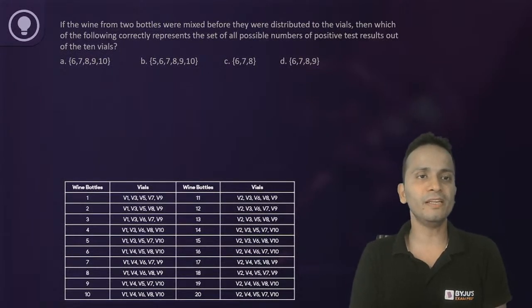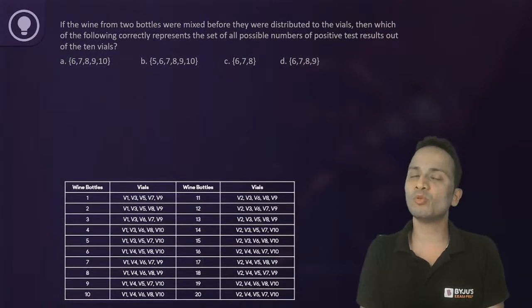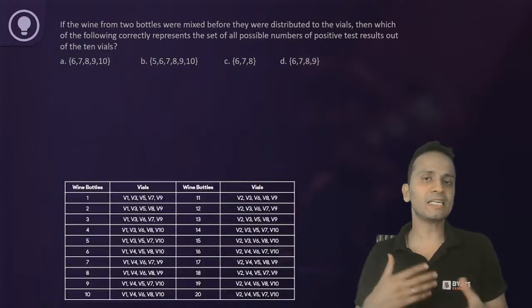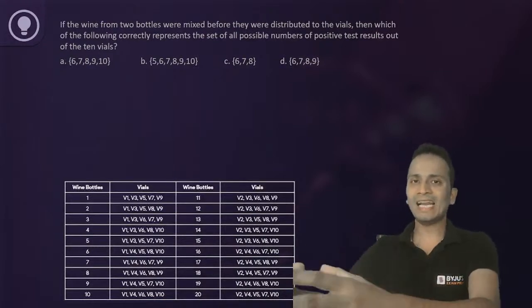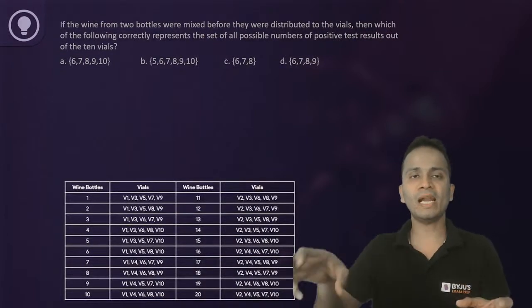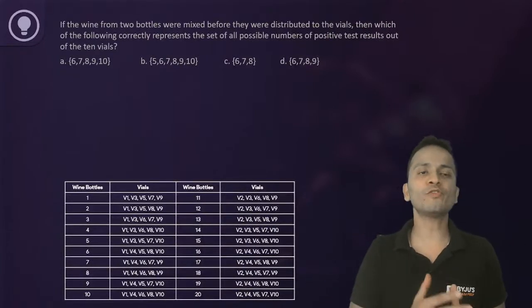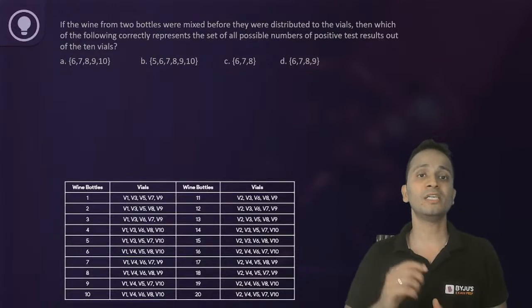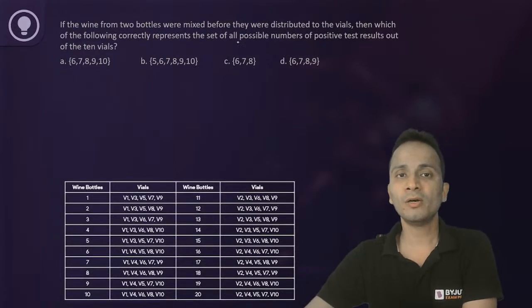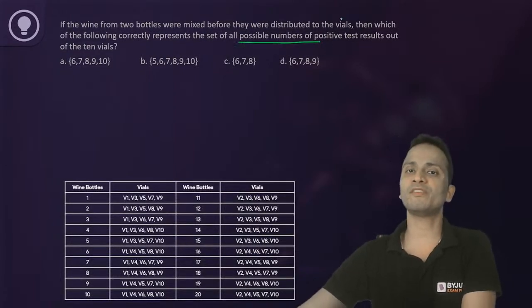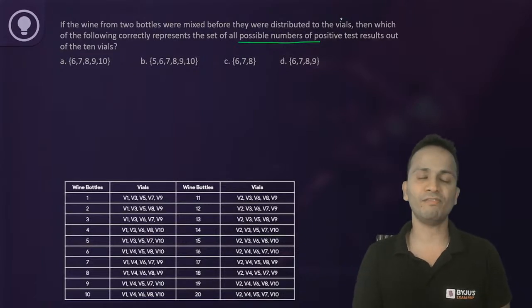If the wine from two bottles were mixed before they were distributed to the vials. So before conducting the test, what did we do? We picked up any two random bottles and mixed their wine. Okay. Then which of the following correctly represents the set of all possible number of positive test results out of the 10 vials?